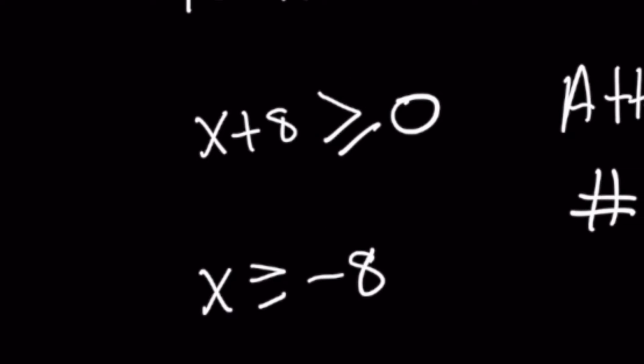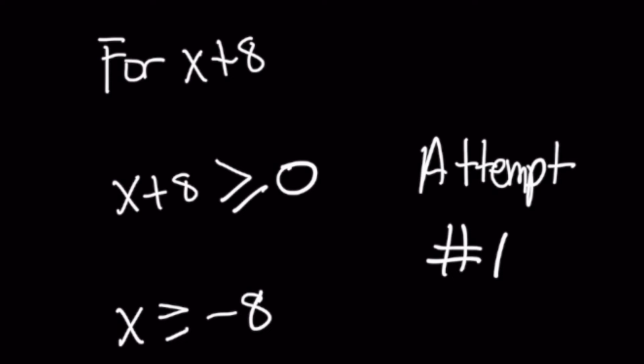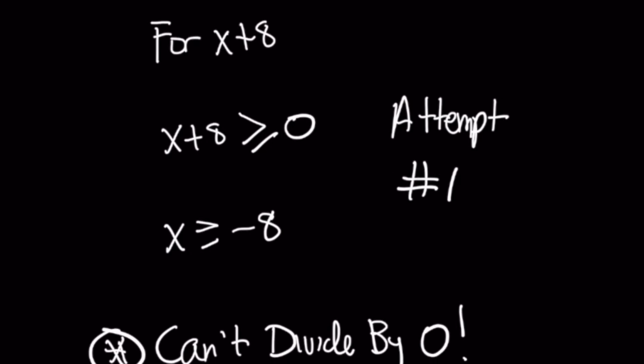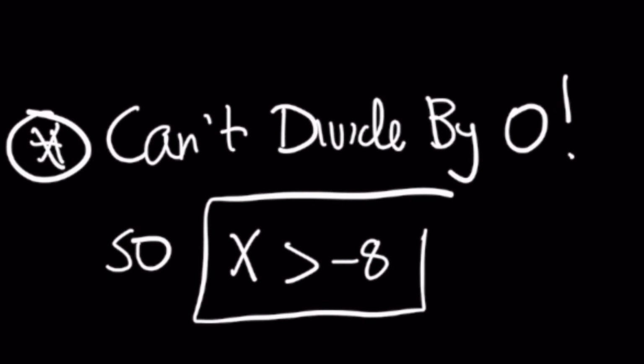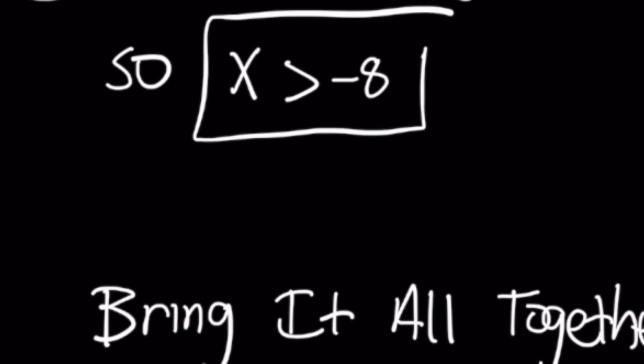Okay, here's something that we commonly make as a mistake on our tests. You cannot divide by 0. See, the problem with this inequality is that if you plug in negative 8 for x, you're going to get that negative 8 plus 8 is 0, and dividing by 0 is not allowed. So again, we have to fix this inequality as well. So instead of x is greater than or equal to negative 8, we need to make it x is greater than negative 8.